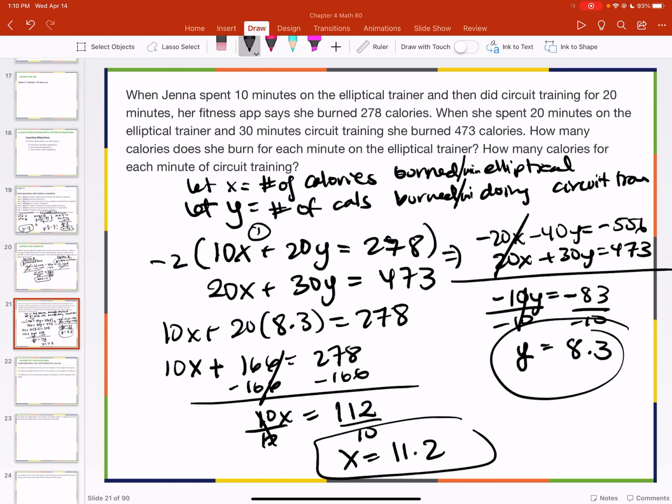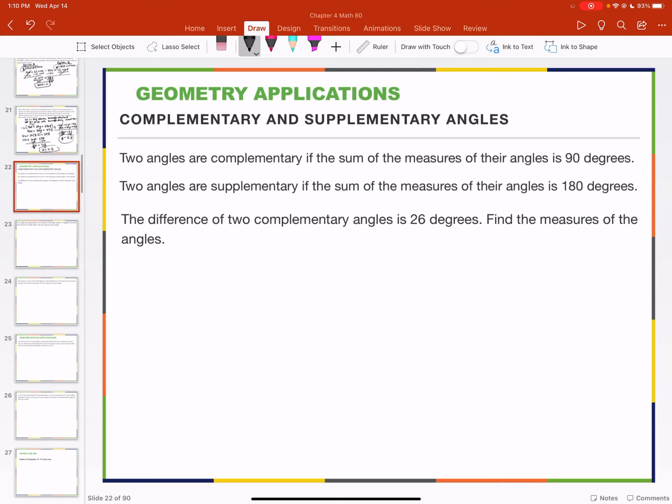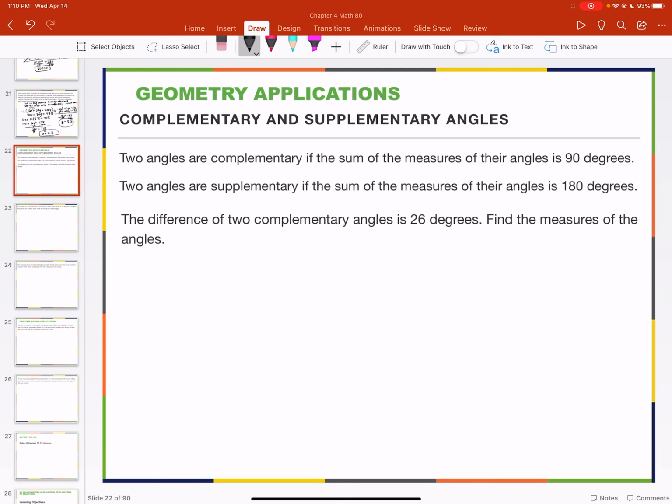So the calories burned for each minute on the elliptical trainer is significantly higher than the calories burned per minute of circuit training. Okay, let's do this one here. Now we're going to go to geometry applications. So let's talk about complementary and supplementary angles. They're big words. They don't mean that much. Okay, so they do, but let's say here we have two angles.